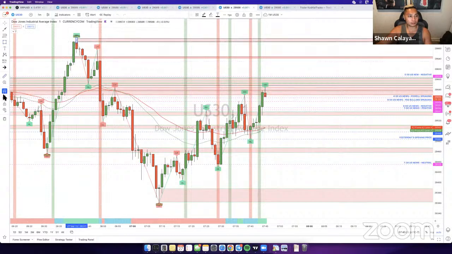We got a pending zone up here, but I don't think it's going to matter because we're not looking for buys.